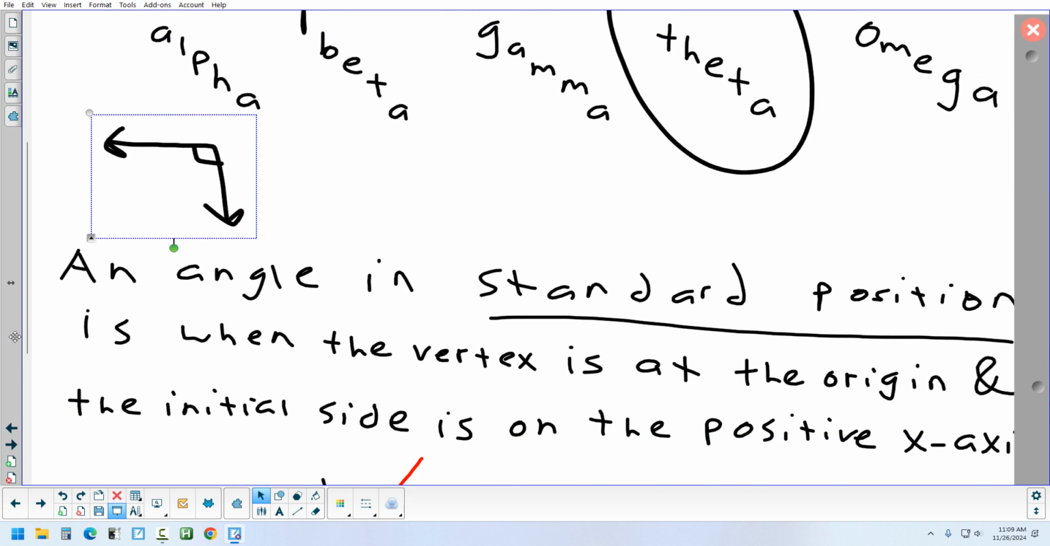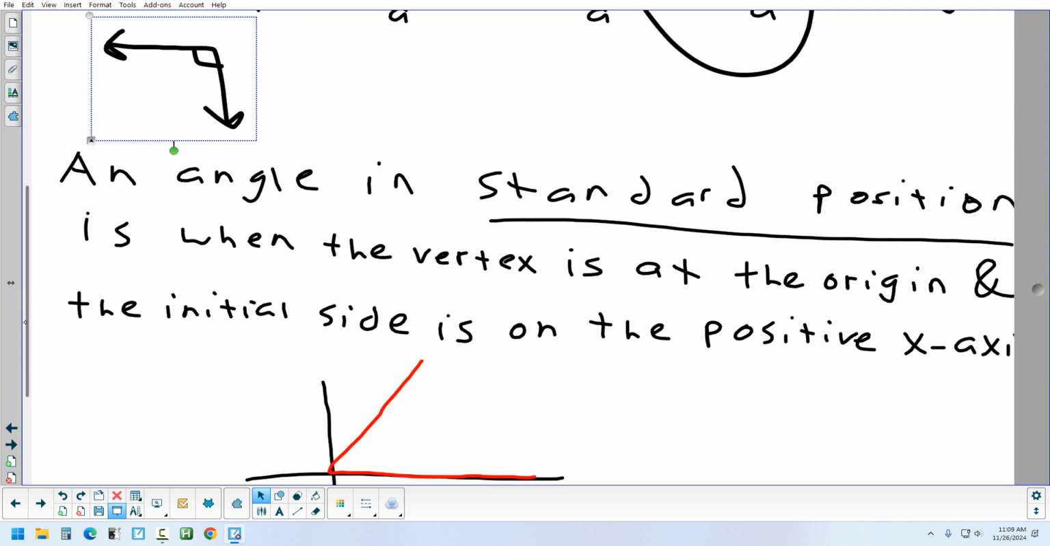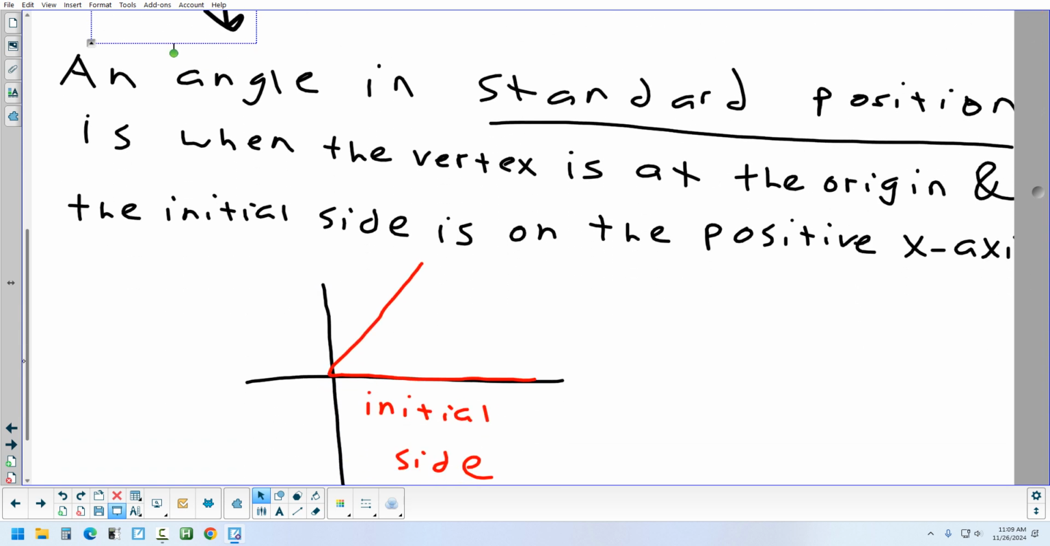Well, if we want everybody to sketch the same way, and have it be oriented the same way, then what we can do is define something called standard position. Standard position is when you draw an angle, and it has to have 2 things. 1, the vertex of the angle is at the origin. 2, the initial side is on the positive x-axis.